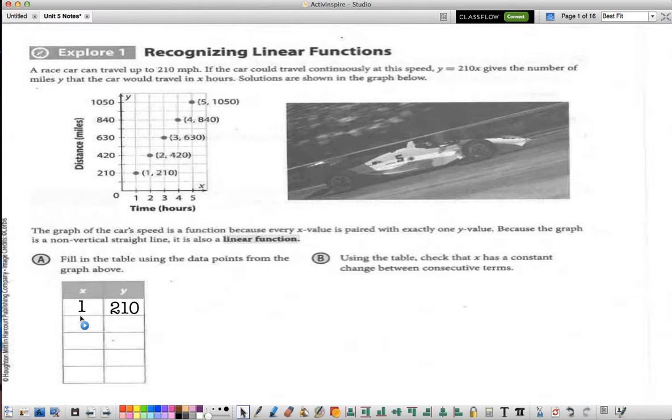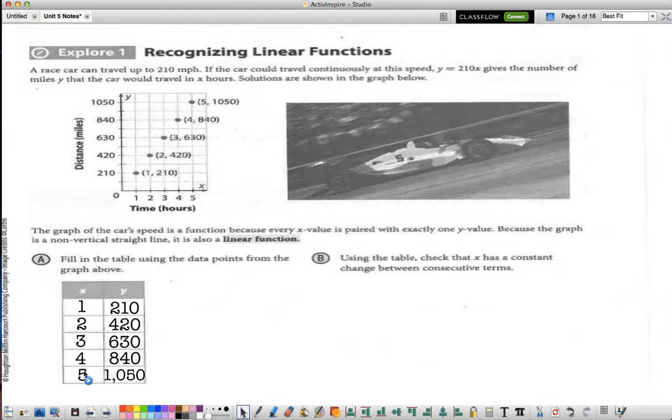When x is 1, we know that y is 210. When x is 2, y is 420. When x is 3, y is 630. When x is 4, y is 840. And when x is 5, y is 1050.